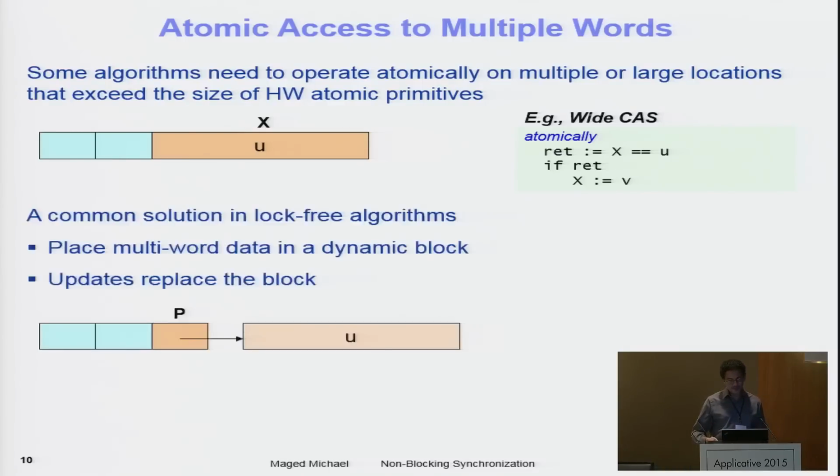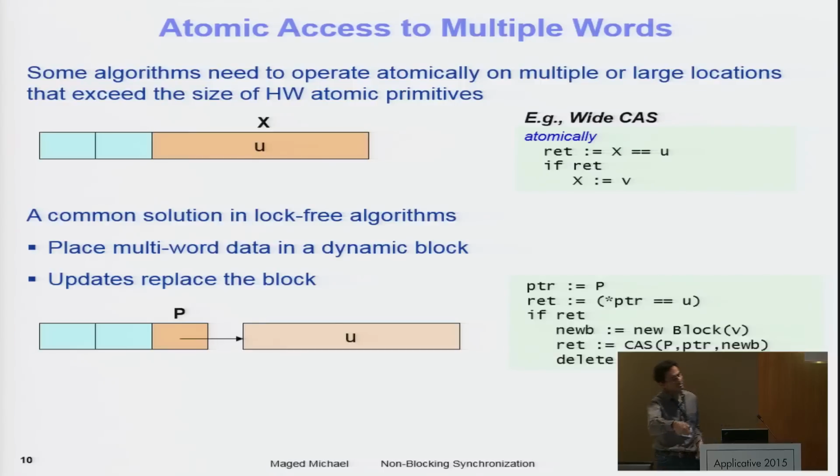A common solution is a copy-on-write kind of implementation. Instead of keeping the value in place, as in the abstract data structure, you implement it by having a pointer that points to a dynamic block that holds the value, and every time you change it, you put in a new block with a new value.